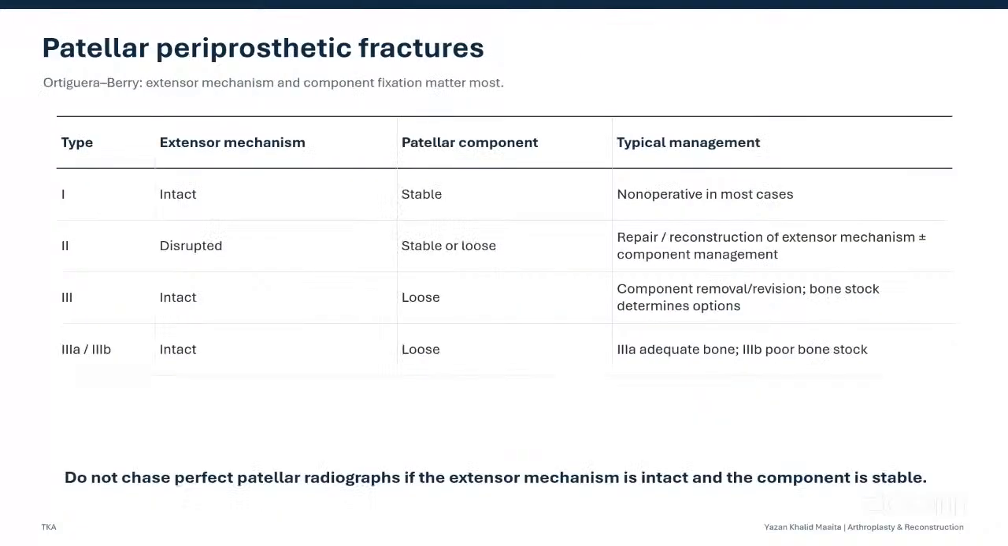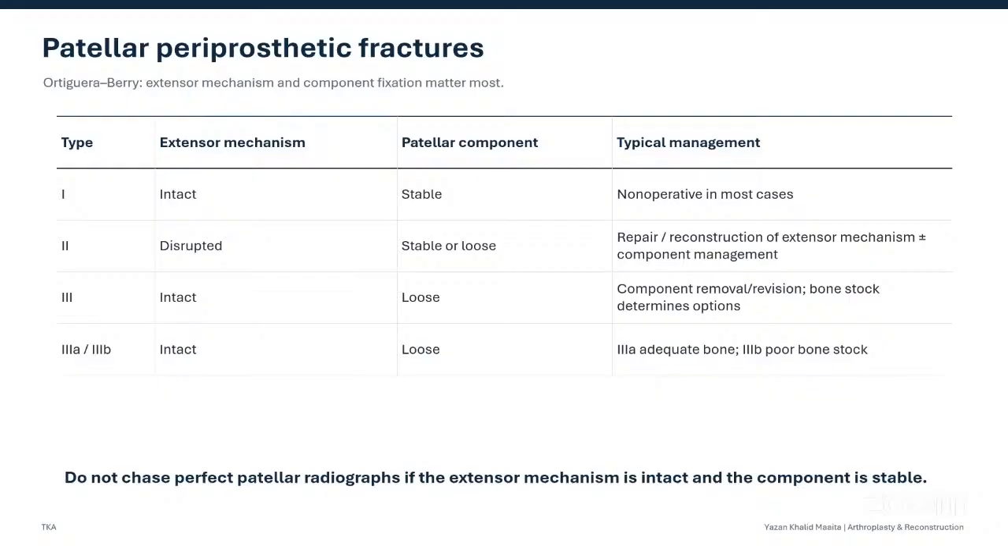Patella periprosthetic fracture: the extensor mechanism and component fixation matter the most. There are three types. When the extensor mechanism is intact and the patellar component is stable, management will typically be non-operative. In type 2, there is a disruption of the extensor mechanism with a stable or loose patellar component: repair and reconstruct the extensor mechanism, plus or minus component management.